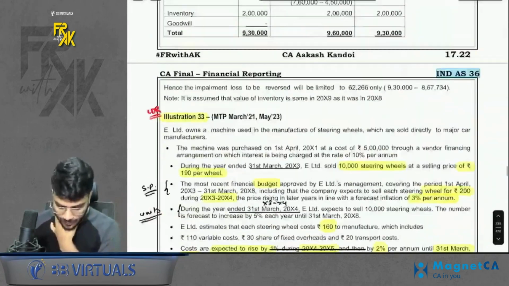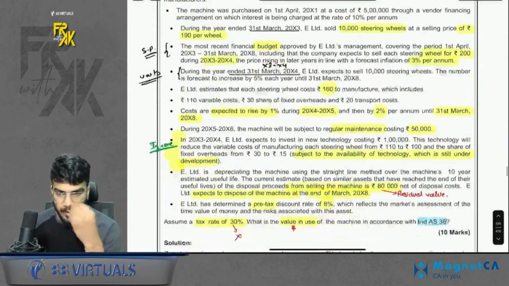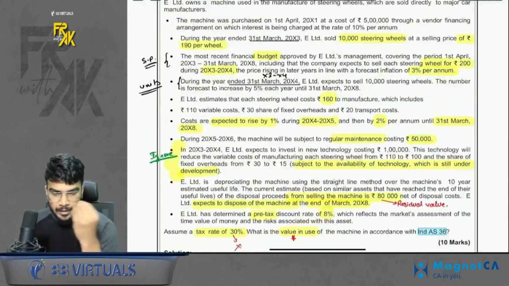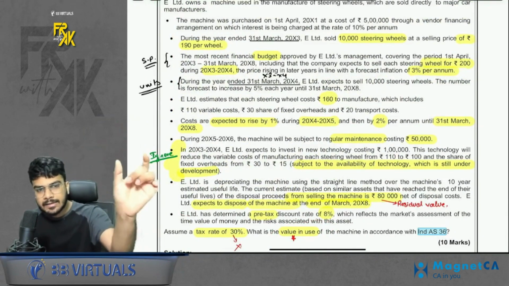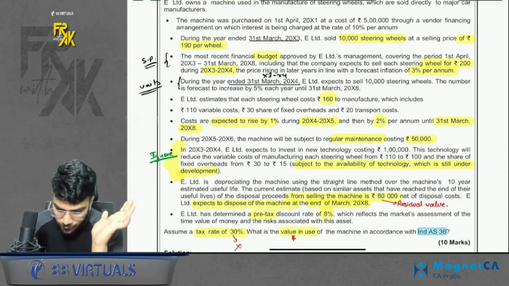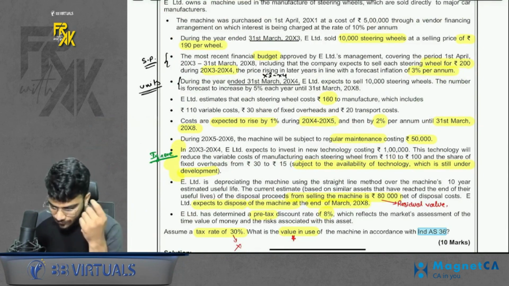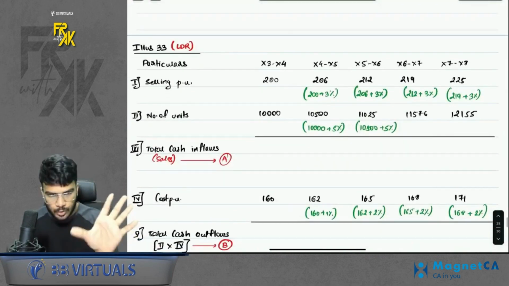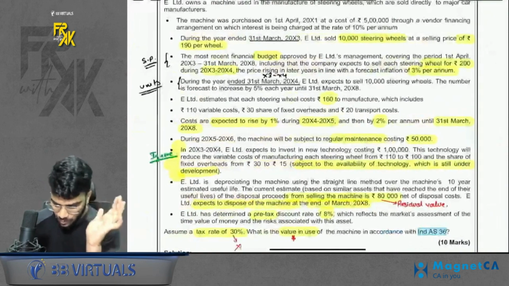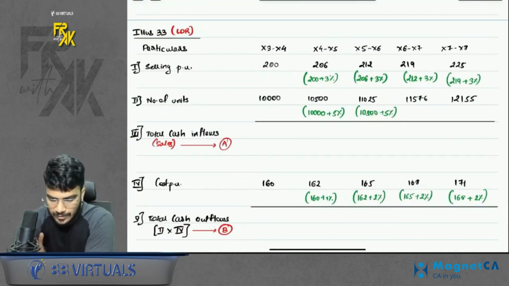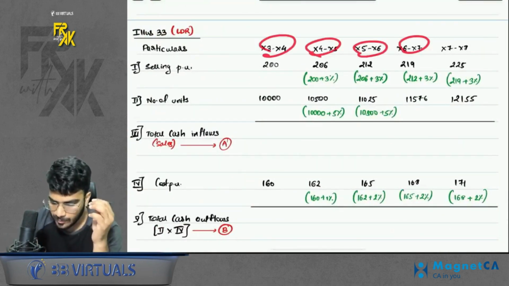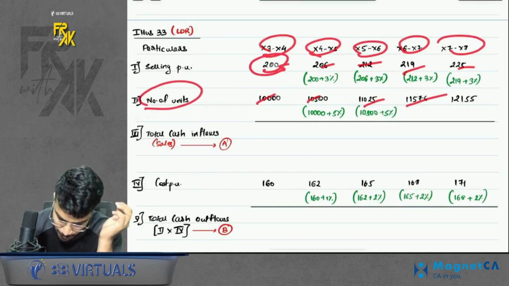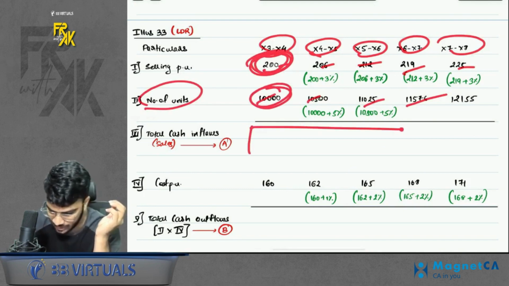Then we have illustration number 33, a good question which talks about how to find the value in use. In certain questions, the cash flows were directly given for each year. For this question, they have given for each year the number of units, the selling price, and the cost price. I will just show you the format, not read the whole question. Future selling price for each year is given, then the number of units sold. Multiply the per unit selling price with the number of units, and you will get the cash inflows.